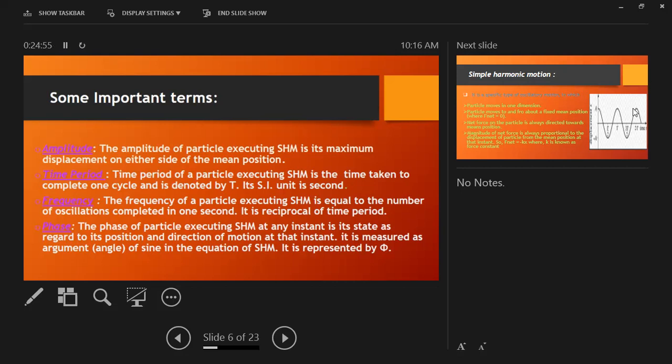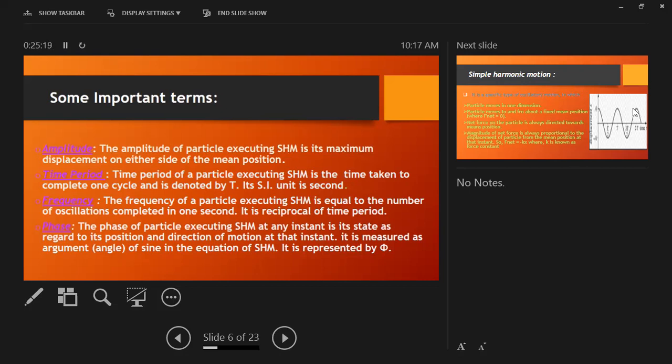If it is like a spring mass system, here, this is the amplitude, maximum from the mean position. Maximum displacement of the particle from its mean position is said to be amplitude. Is that clear?